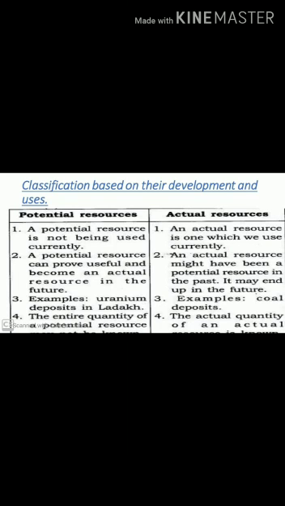Example: uranium deposit in Ladakh. Actual resources: an actual resource is one used currently. An actual resource might have been a potential resource in the past. It may end up in the future. Example: coal deposits. It is all about classification of resources.